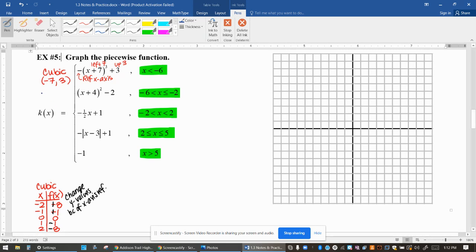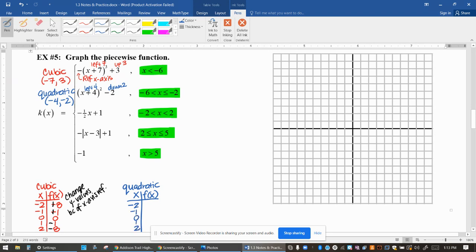Next, I'm going to look at the next function. It's quadratic. This one was shifted left 4 and down 2. So my new origin is going to be -4, -2. There is no reflection. So as I start to think back to my table of values for quadratic functions, I don't need to worry about changing the signs for anything.